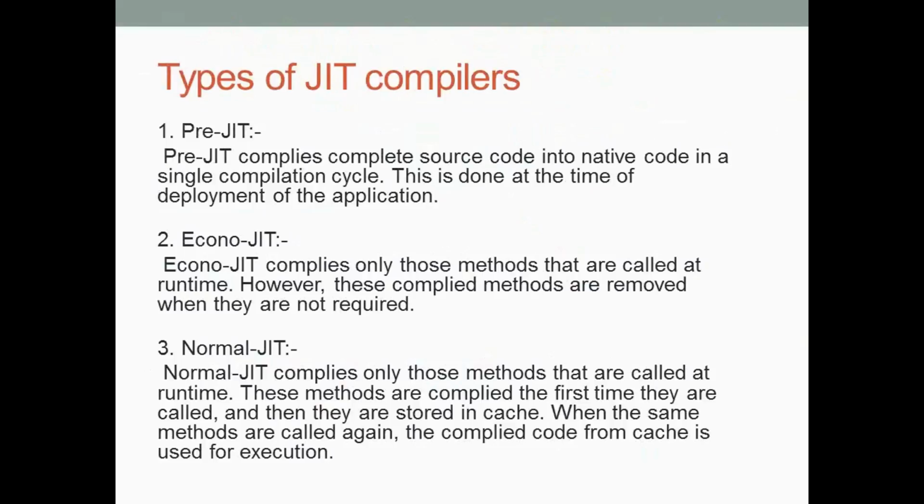Econo-JIT compiles only those methods that are called at runtime. However, these compiled methods are removed when they are not required. So each time you need some method, the JIT would be performed. That is known as econo-JIT. The third one is known as normal JIT. Normal JIT compiles only those methods that are called at runtime. These methods are compiled the first time they are called, and then they are stored in a cache. When the same methods are called again, the compiled code from the cache is used for execution.